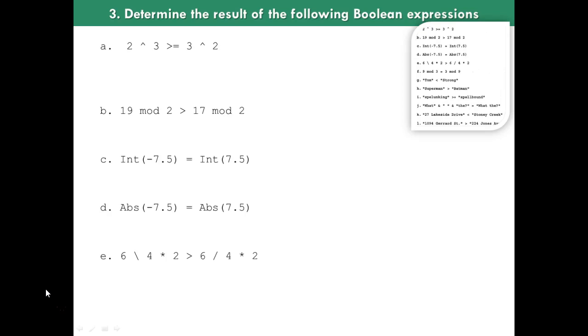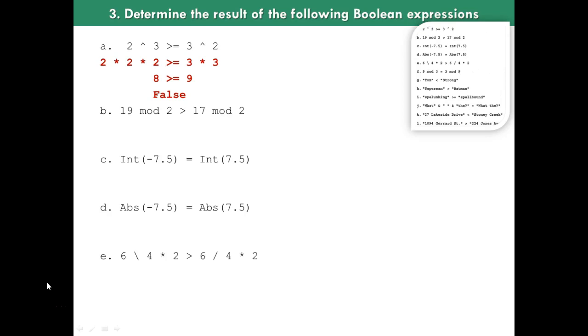The first looks at exponents. The second looks at mod, which could be looking at even and odd numbers. The third one looks at the effect of the int function, and what it does to values that are negative and positive. And the fourth one looks at absolute values, while the fifth one gives you order of operations practice.